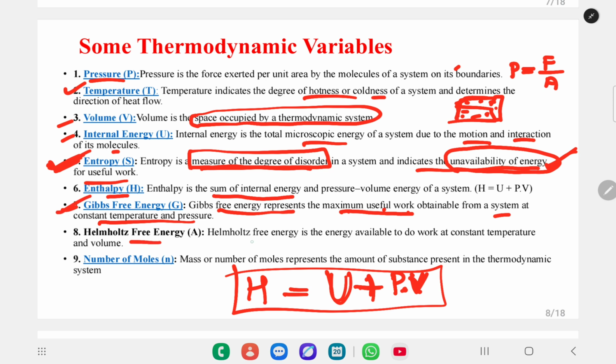Helmholtz free energy. Helmholtz free energy is the energy available to do work when the temperature is constant. How much energy is available for a system to do work only when the temperature and volume are constant. Next, number of moles: mass or number of moles represents the amount of substance present in the system.